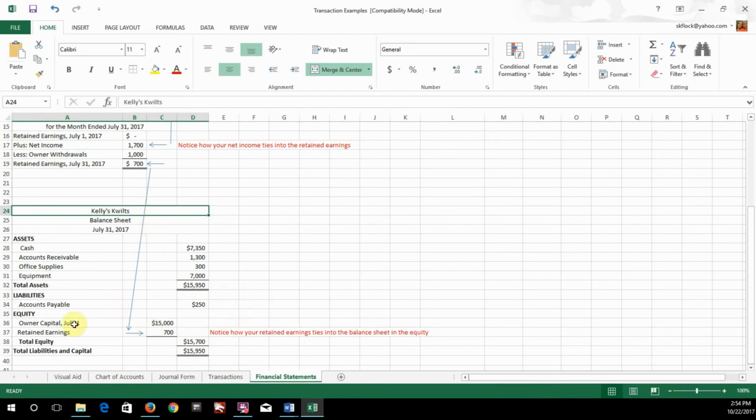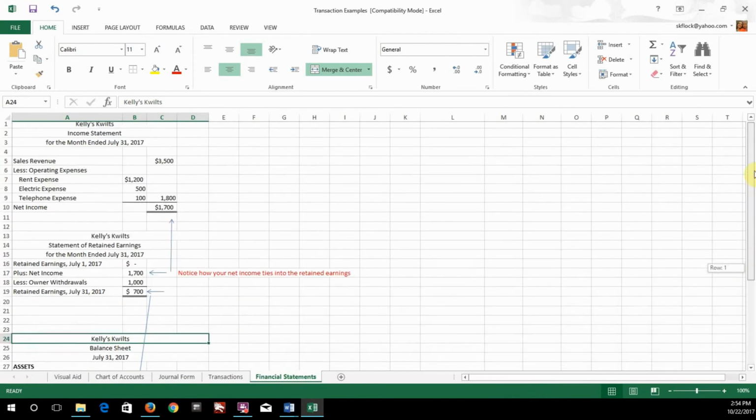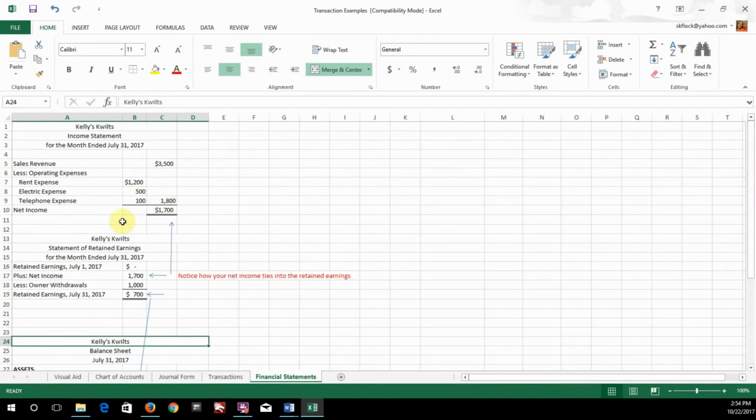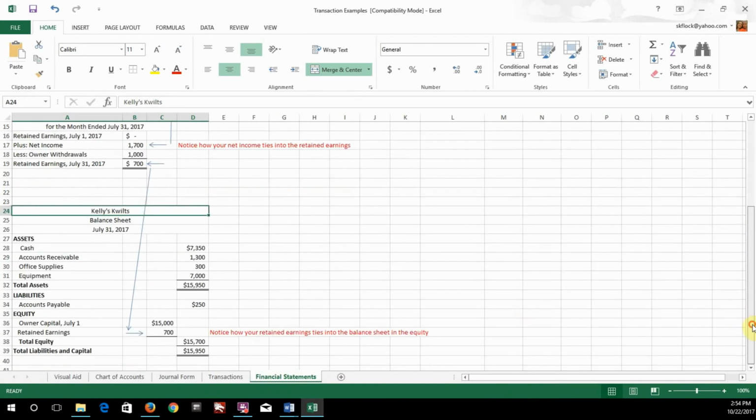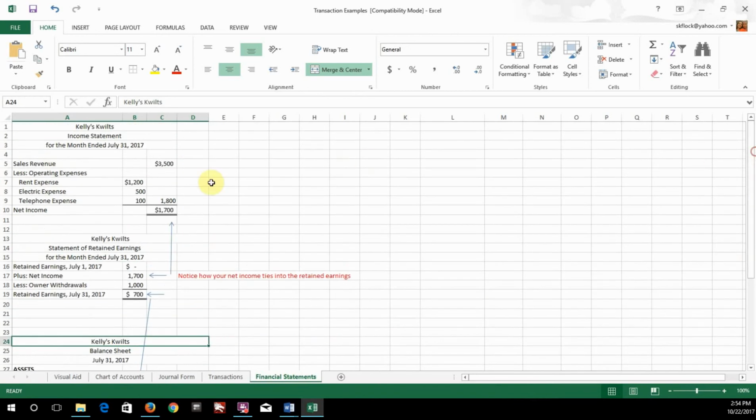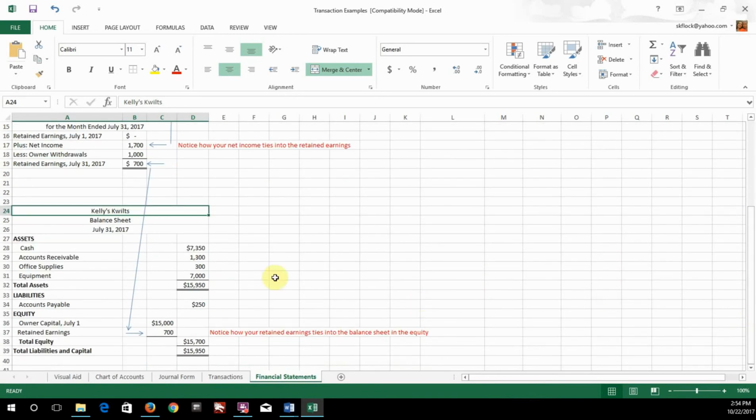And notice here where we've added in our retained earnings from the retained earnings statement onto this balance sheet. So again, if we go back up here, you notice that your net income flows into your retained earnings, and the retained earnings flows into the balance sheet. So when you are creating your financial statements, you have to create them in that same order. You have to know what your net income is before you can create your retained earnings statement. And you have to know what that ending retained earnings balance is before you can create your balance sheet. So there is a specific order to how these statements are created.